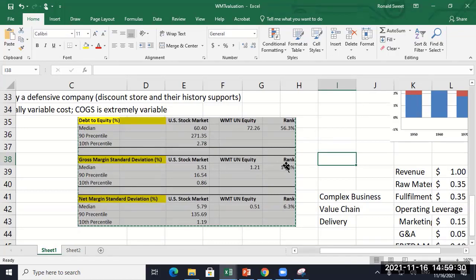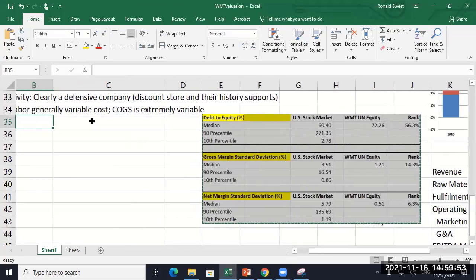More importantly is their net margin. Net margin standard deviation is actually more stable than their gross margin. It's only 0.51%. Really, really stable margins. The typical stock is much higher. You would expect it to be higher. Look at the 90th percentile, 135%. There's some really, really volatile firms out there, but they're one of the more stable firms out there.